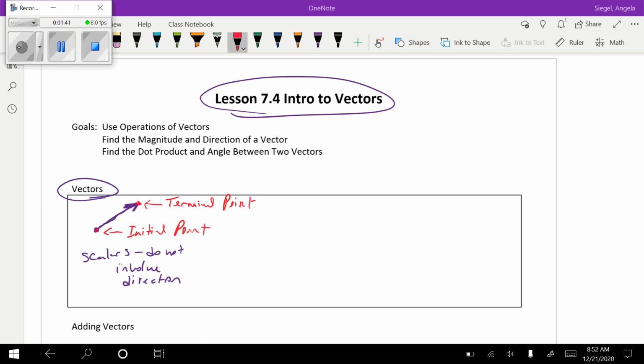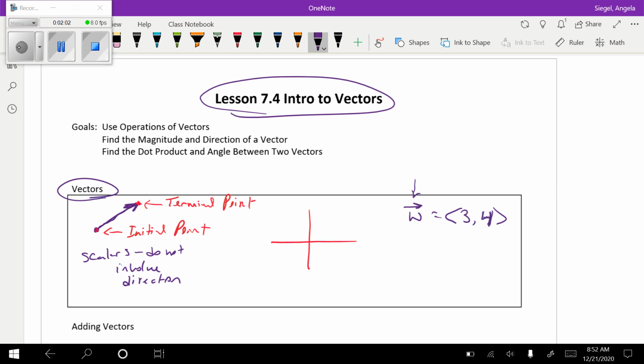The next thing we're going to talk about when it comes to vectors is standard position. Just like we've always talked about standard position, the initial point is at the origin. So I'm going to talk about vector 3, 4. You can think about this as a point.